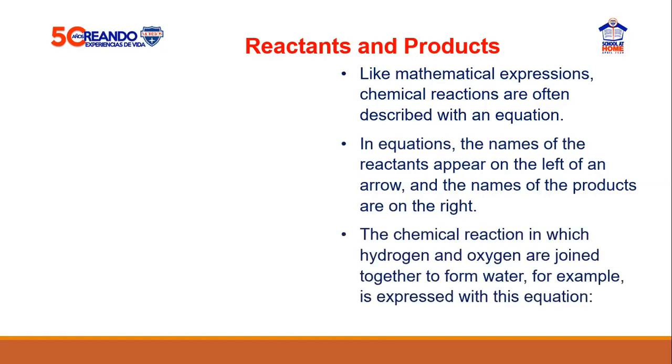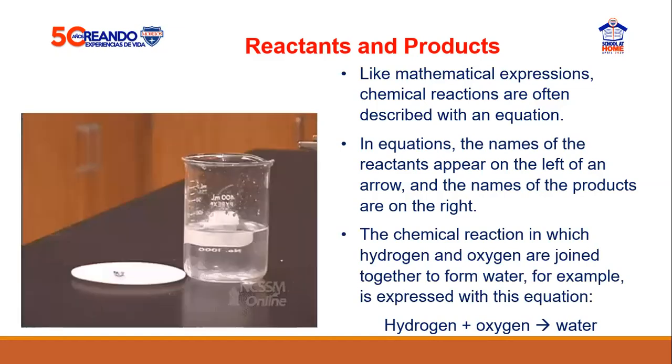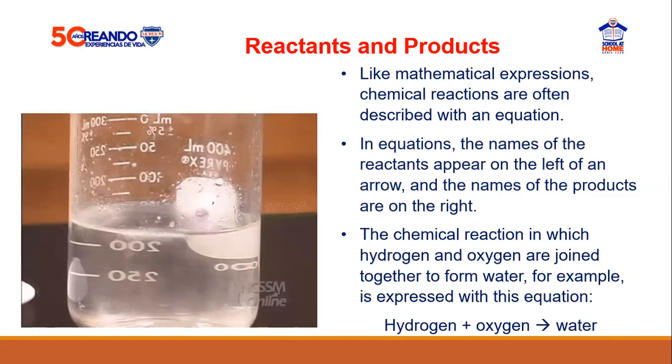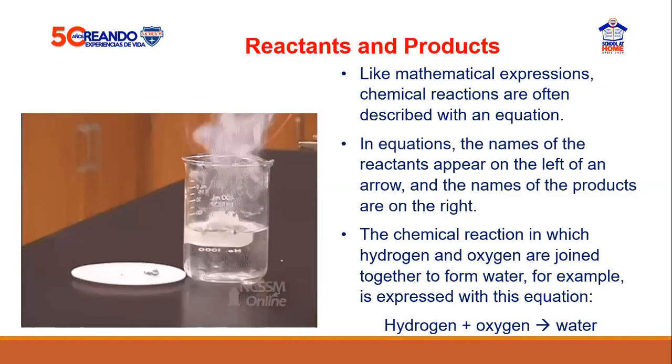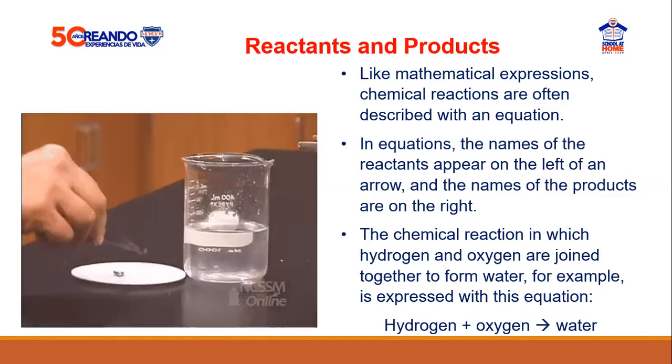Now, the chemical reaction in which hydrogen and oxygen are joined together to form water, for example, is expressed with this equation. So we have an equation for water, right? So hydrogen plus oxygen results in water. Water is the product, whereas the hydrogen and the oxygen are the reactants. And here we have a little experiment with water, okay? And if you remember, water is considered the universal solvent.